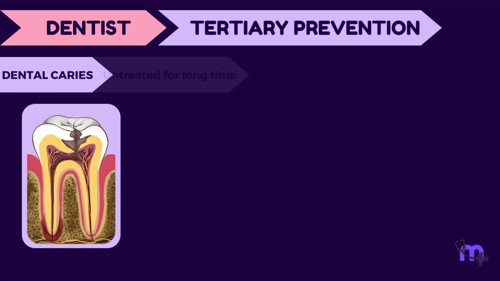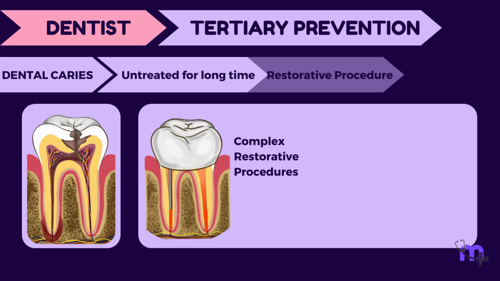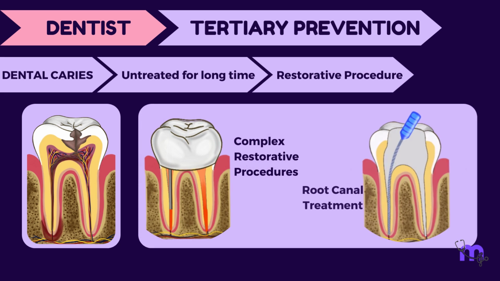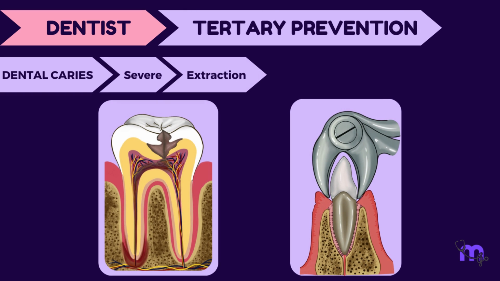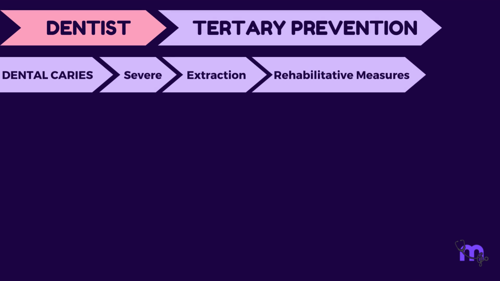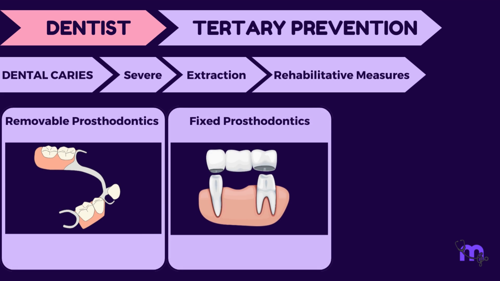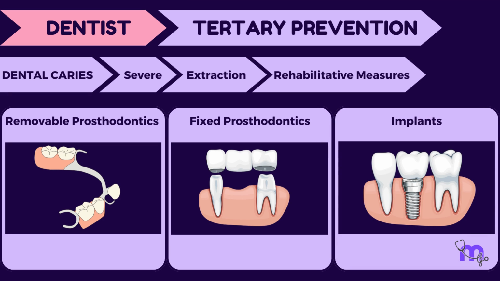If the lesion has been left untreated for a long time, it can lead to severe conditions which need to be limited. It can be done with the help of complex restorative procedures or root canal treatment. In severe cases, extraction of the affected tooth is recommended. The rehabilitative measures for these could include subjecting the patient to removable or fixed prosthodontics, implants, and correction of minor tooth movements.